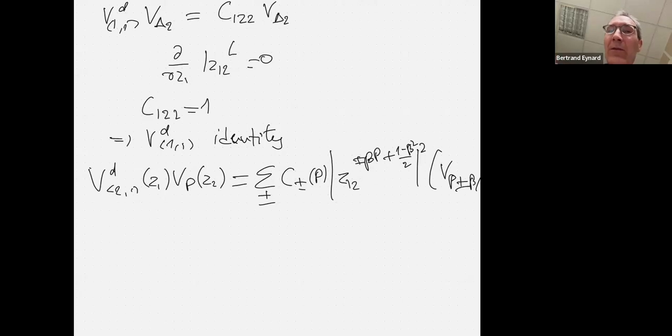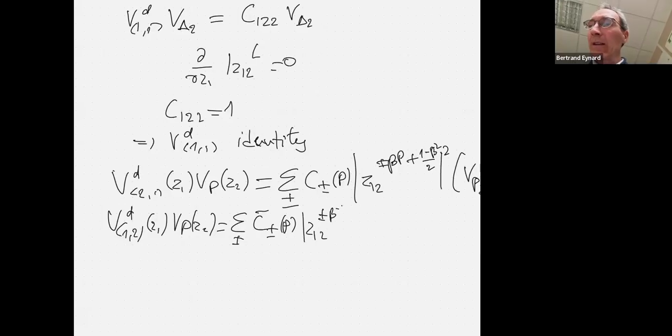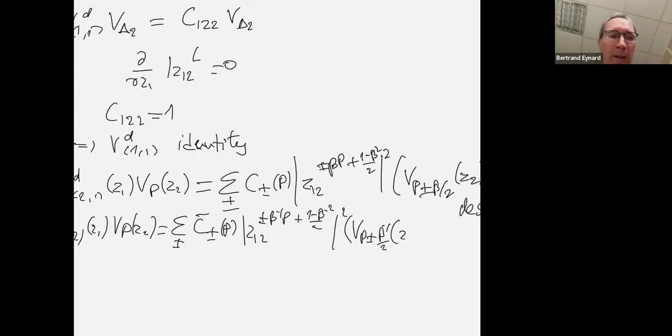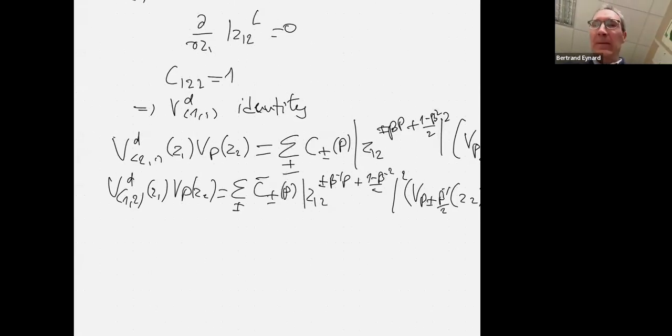So if I do VD12 Z1 VP Z2, I also have a sum of some C tilde plus minus P, then Z12 to the plus minus beta inverse P plus 1 minus beta minus 2 over 2 modulus squared, and then VP plus or minus beta inverse over 2 of Z2 plus descendants. Okay, so these are the OPEs of our simple degenerate fields V12 and VP.